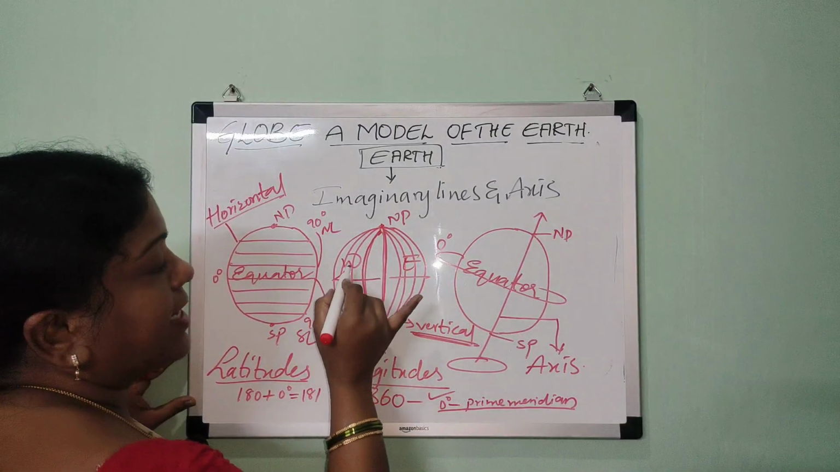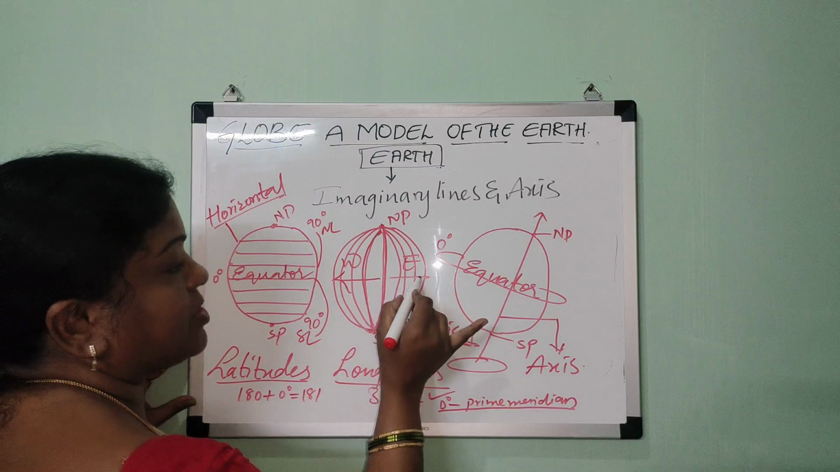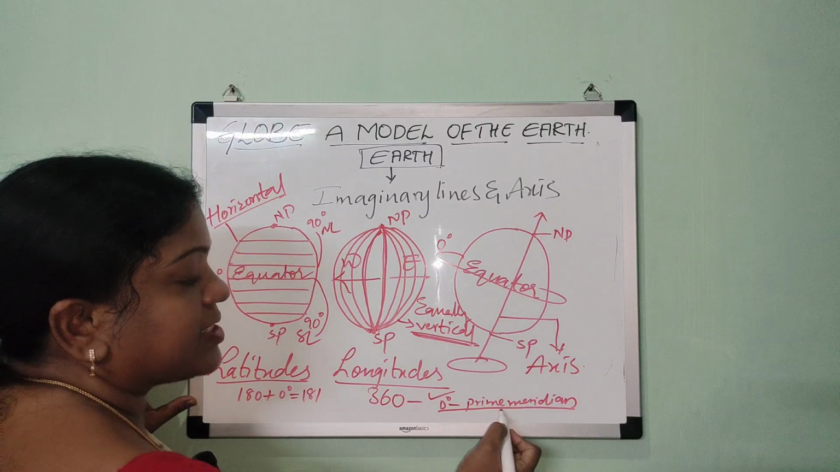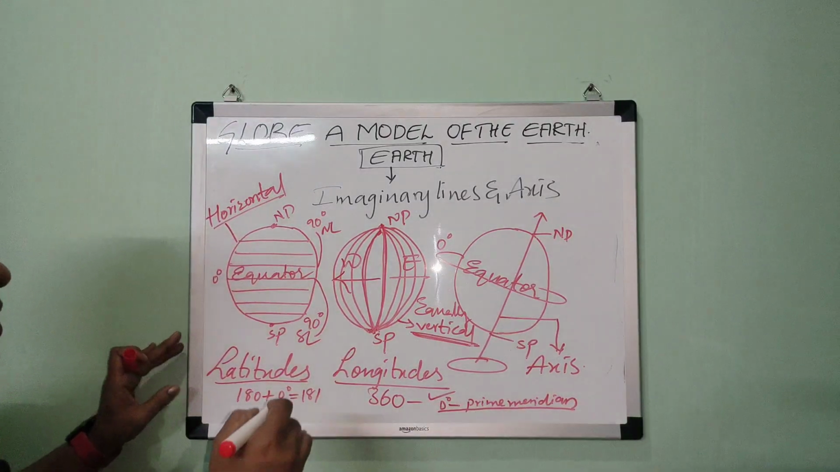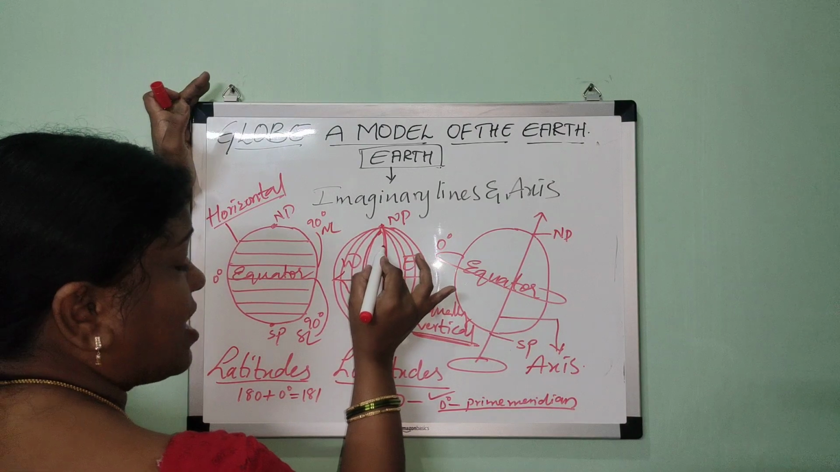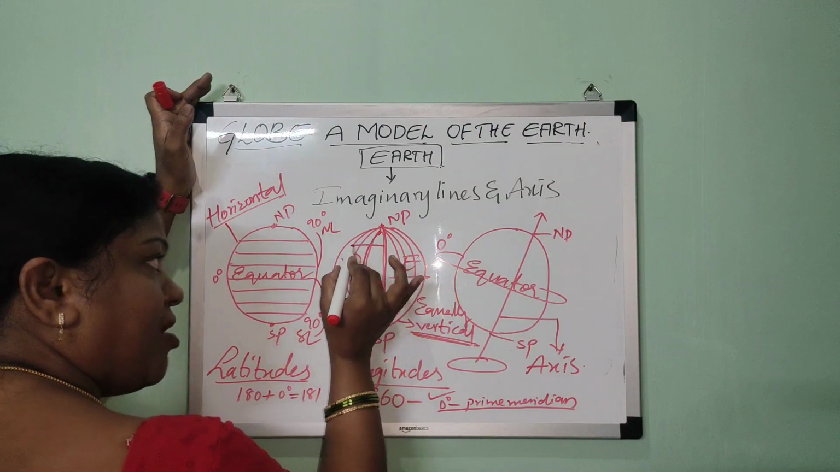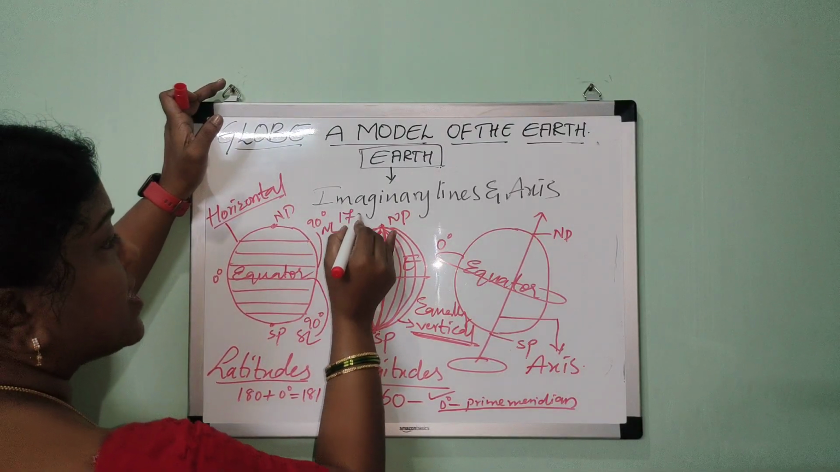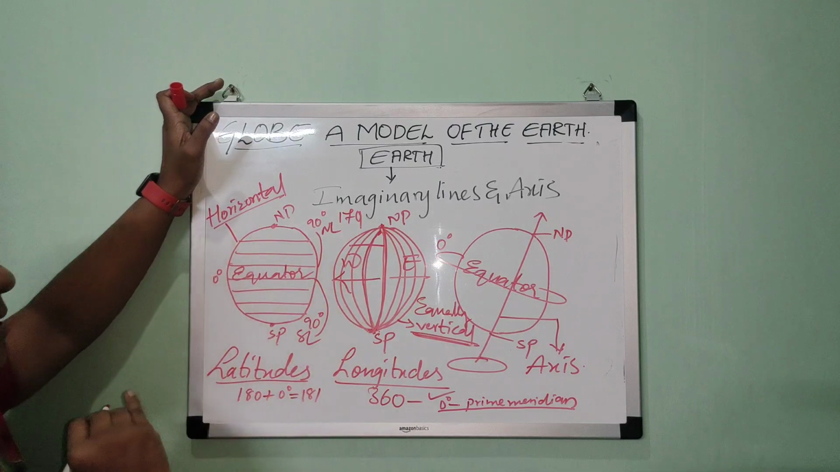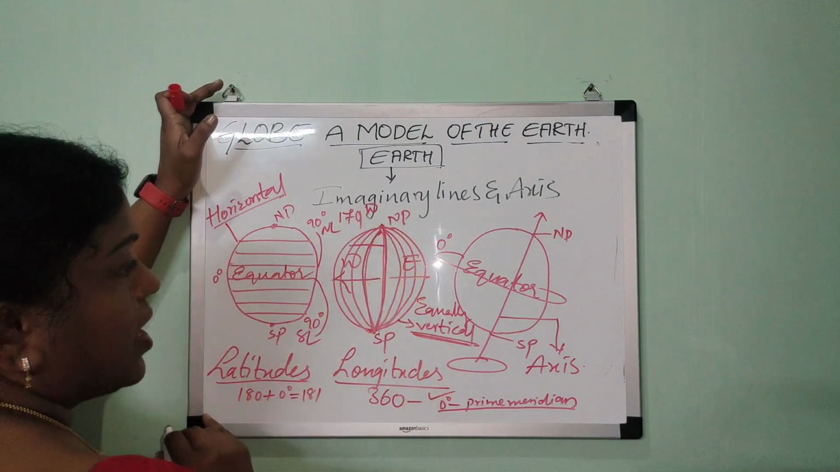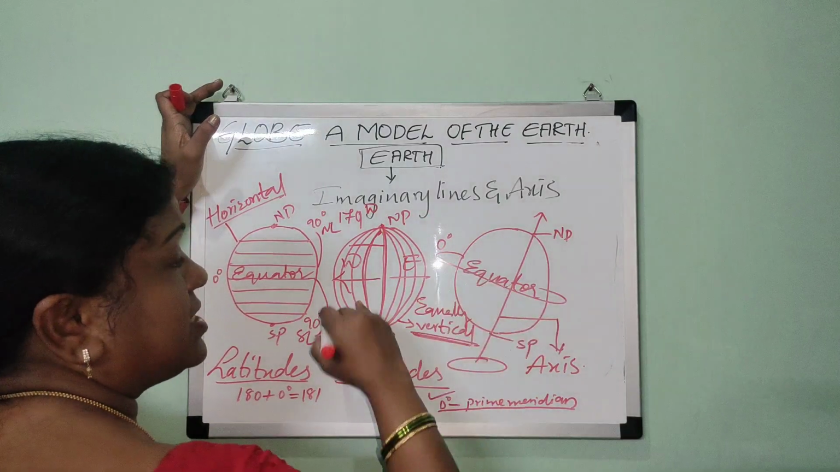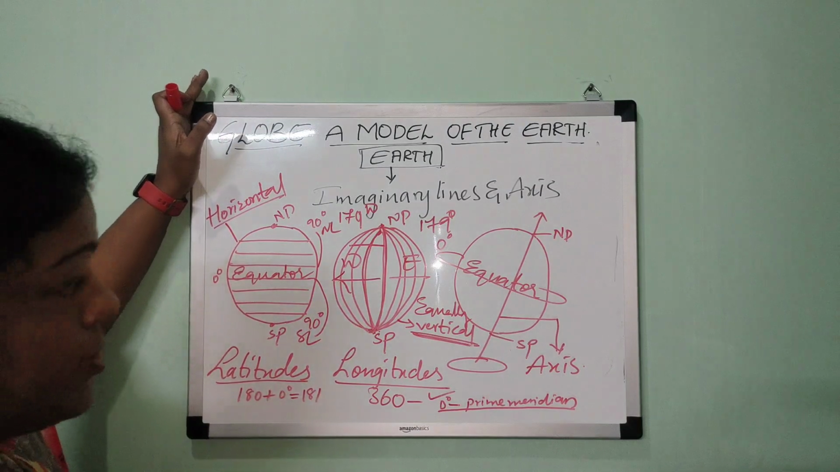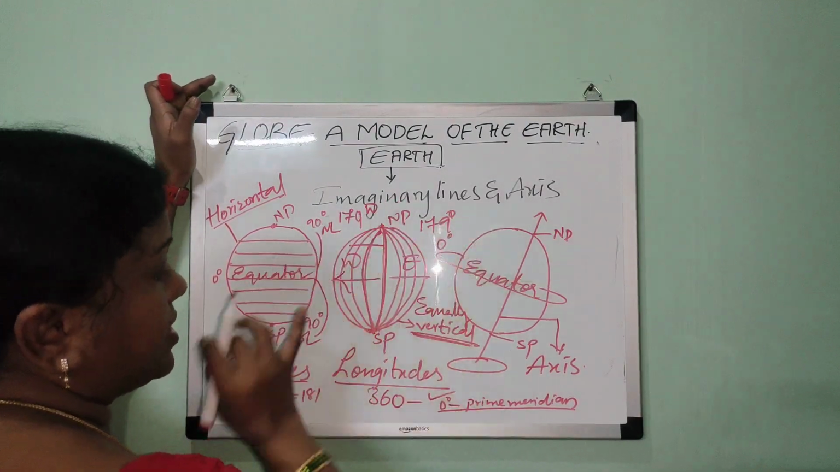That means the earth is divided into the western hemisphere and the eastern hemisphere equally with the help of the 0 degree longitude, which is also called the prime meridian. Now, how many longitudes are drawn towards the west direction? Totally 179 west longitudes are there. Are you clear? And in the east direction, in the eastern hemisphere, there also you have 179 longitudes.